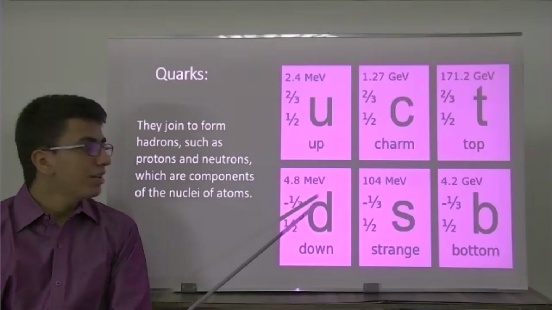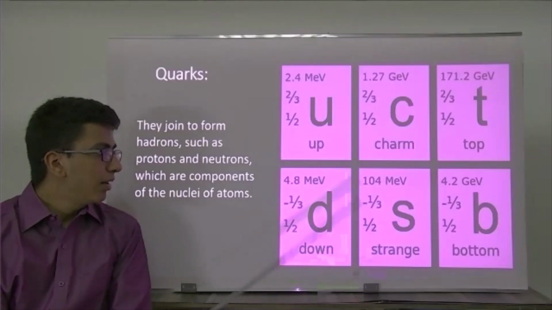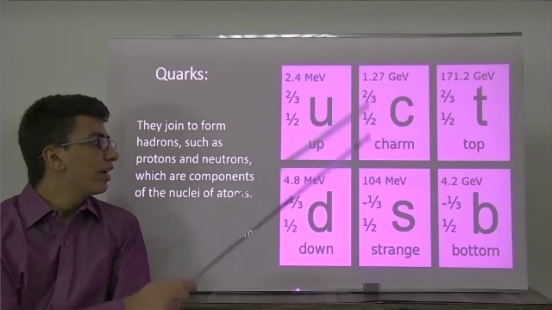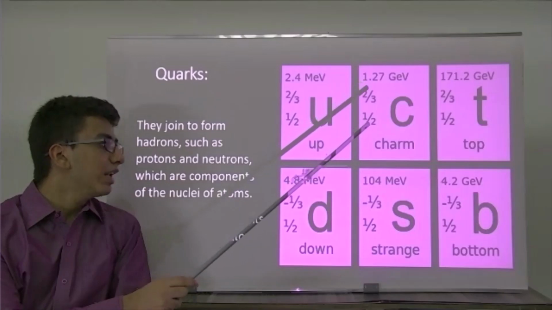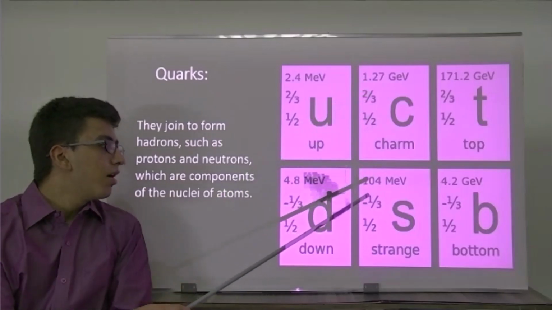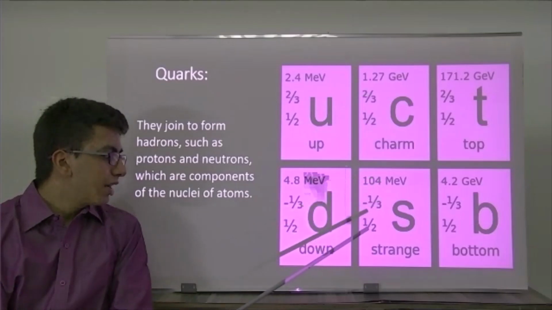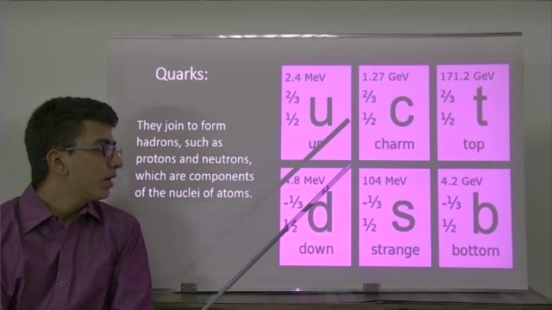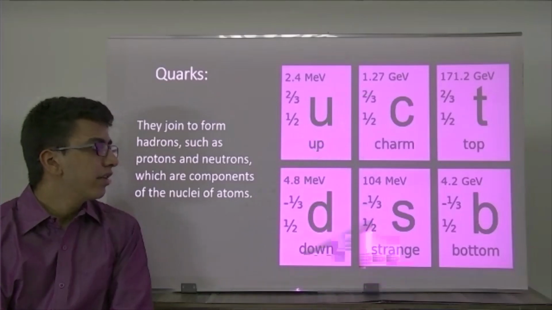Now if we look at the second generation particles, the charm and the strange. The charm has a mass of 1.27 giga electron volts, and the strange has a mass of 104 mega electron volts, and it has a charge of -1/3, and the charm has a charge of 2/3, and both of them have a spin of half.